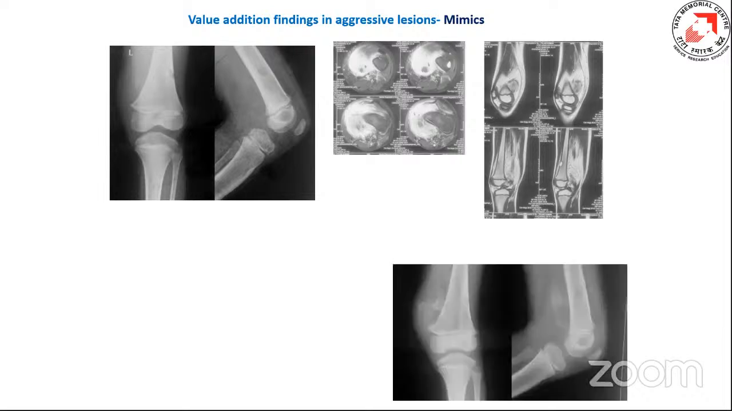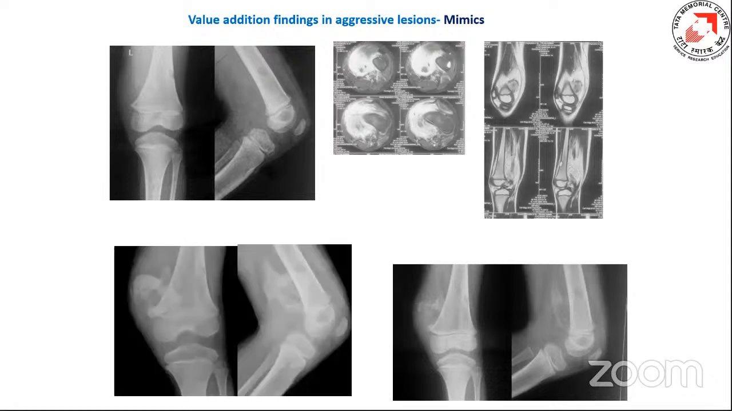Next slide, please. Instead of doing a repeat biopsy, we advised follow-up, and we can see there is maturation, as in myositis ossificans. Next slide, please. You can see that it matures further. So MR not only helps in picking up the lesions, it also helps in narrowing your differentials, sometimes gives a diagnostic clue about what is happening, and also helps in planning for biopsies. Next slide, please.